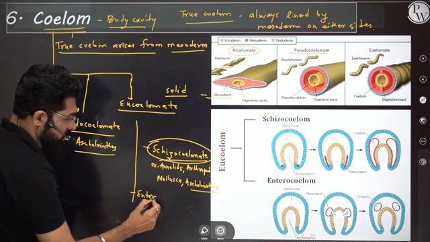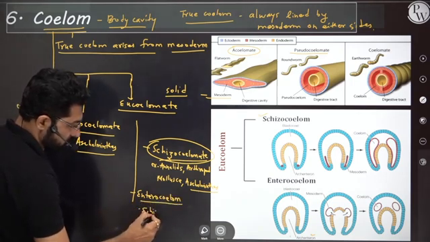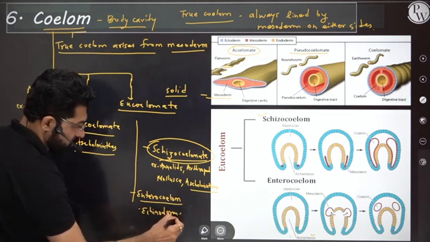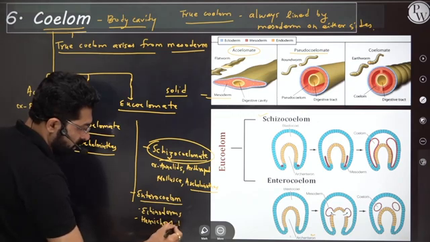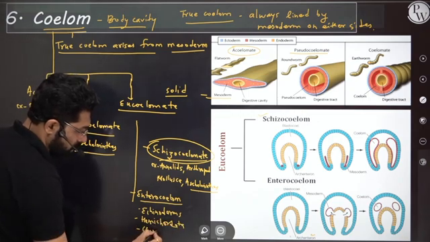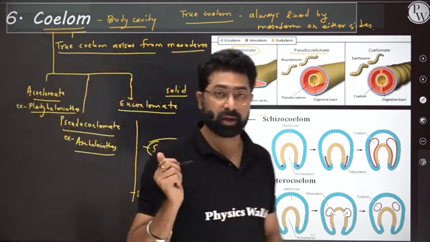Enterocoelom is present in echinoderms, hemichordates, and chordates. Please write down this important point: hemichordata and chordata. Please write these important points.